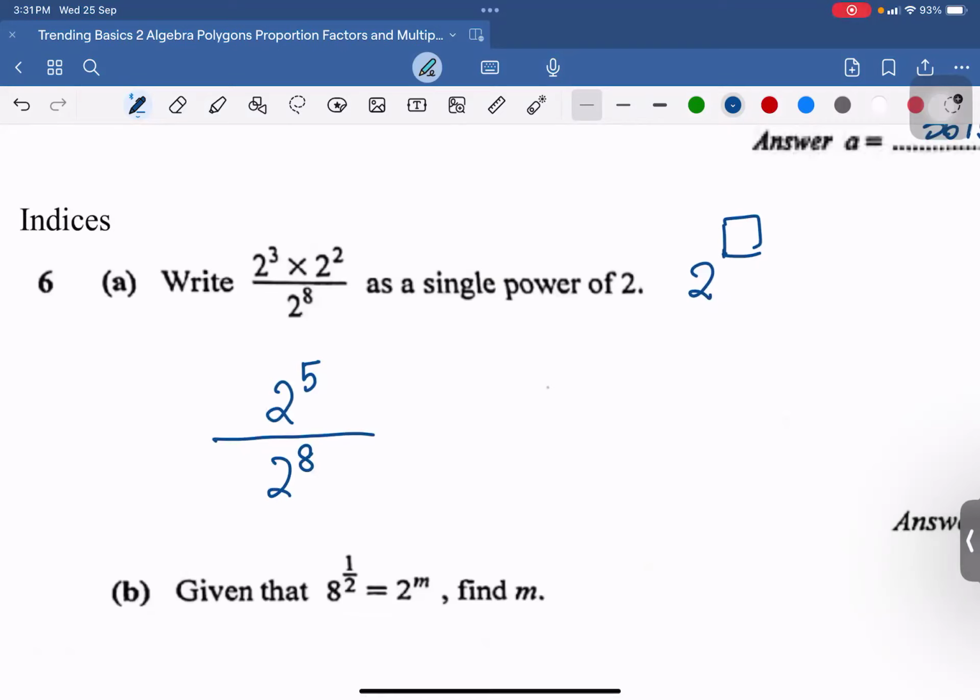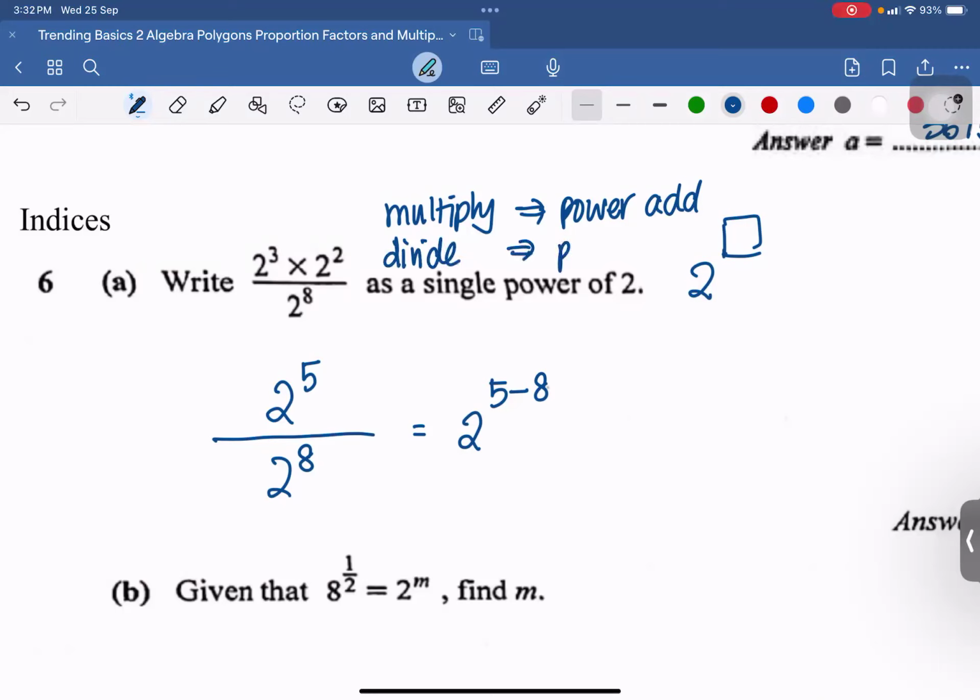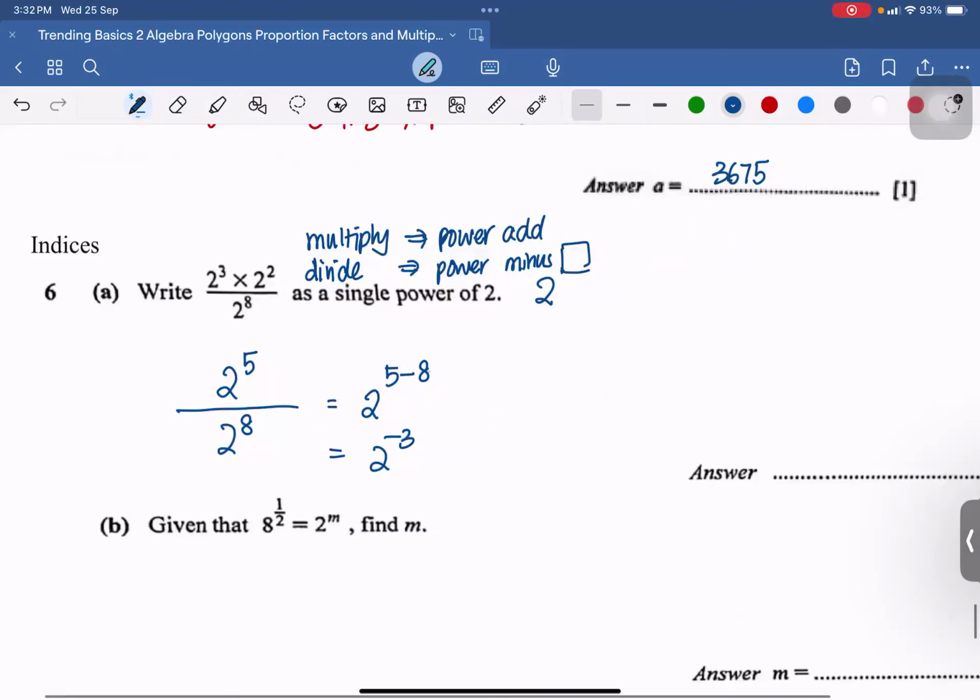When we have division, what happens to the power? Yeah, minus 8, correct. So 5 minus 8. When we multiply, the powers add; when we divide, the powers subtract. Then you get your answer, 2 to the power negative 3. If the question says write this as a single power of 2, the answer is 2 to the power negative 3. I'm going to add on a little bit.